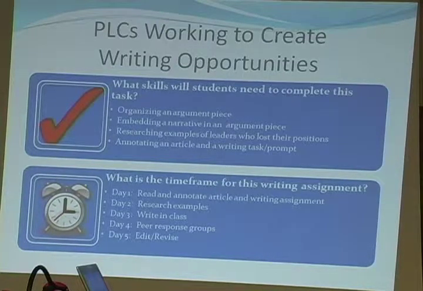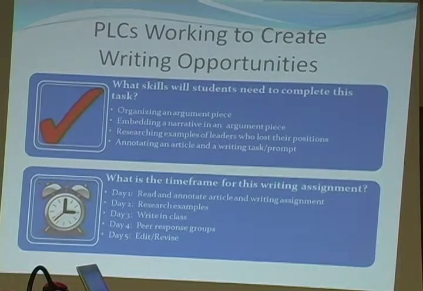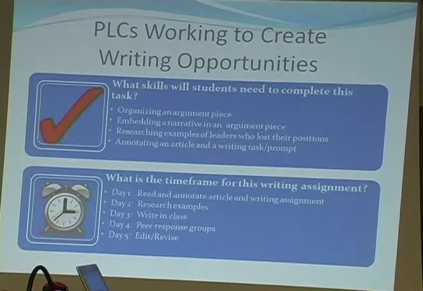But we would have to show them what are some of the elements of an argument piece, what are some of the things that they definitely need to include in order to be able to even address the structure of an argument. They would need to know how to embed narrative in an argument piece, and this would be one model, but I would certainly expose them to a lot more so that they could see how it's skillfully done.